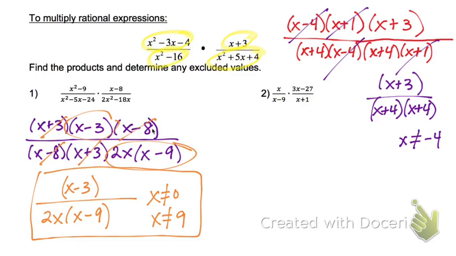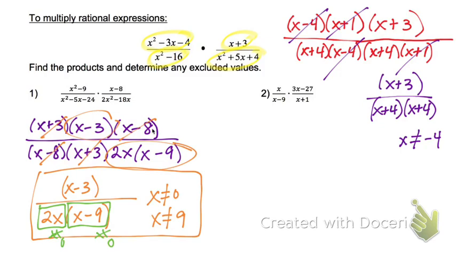When you're finding your excluded values, you're looking at the 2x and the x minus 9. So this does not equal 0, this does not equal 0. So anytime it's just a single term, you're going to say x does not equal 0.